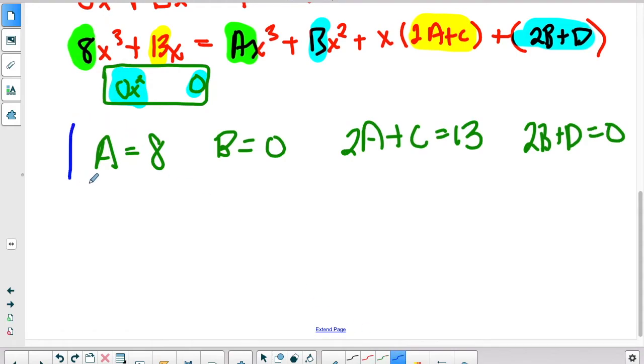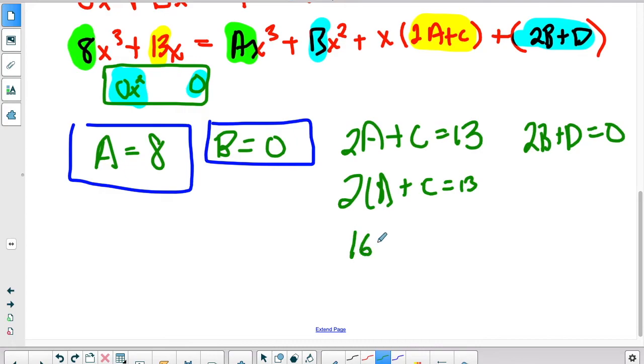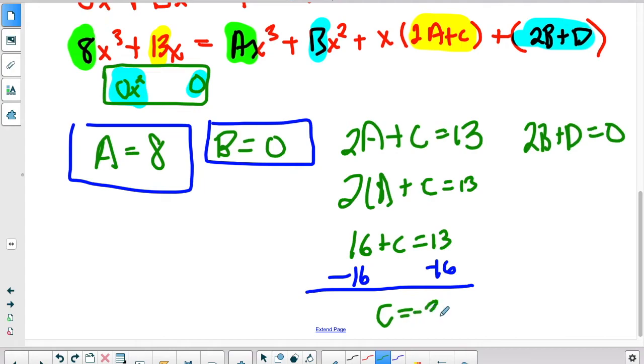Now, out of all of these here, a equals 8, b equals 0. Those two equations were just straight given to us. So what I can do is use this for this part here, because we know a is 8, so we have 2 times 8 plus c is equal to 13. 2 times 8 is 16, plus c is equal to 13. Subtract 16 from both sides, and I get c is equal to -3.